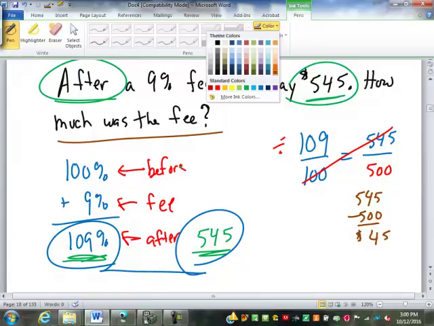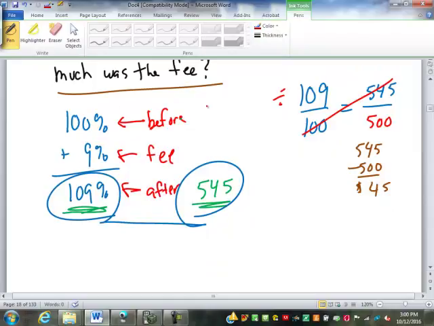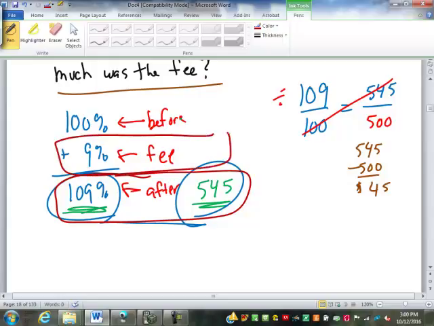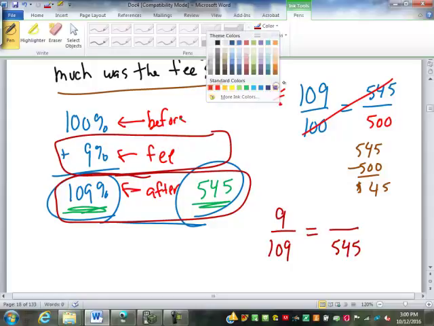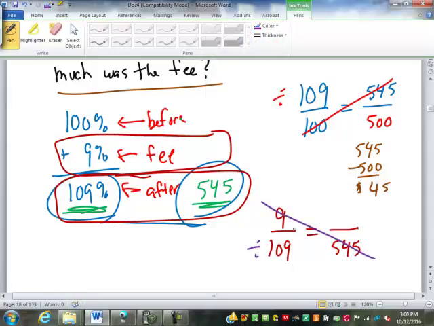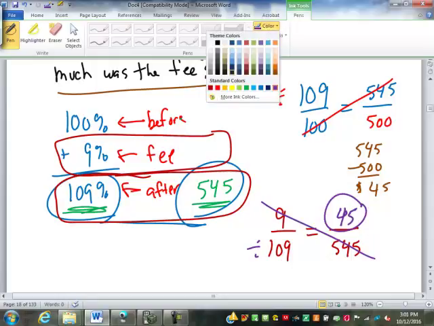We could have, if we'd have noticed it, obviously we're going to deal with these two numbers because we know both sides of that amount. If we knew that we were going for the fee, we could have just gone straight for the fee. We're comparing the 9% fee to the 109% total amount paid. And of course the 545 goes with the 109. And if we had cross multiplied and divided here, we would have got 45 bucks. Is the amount of the fee.